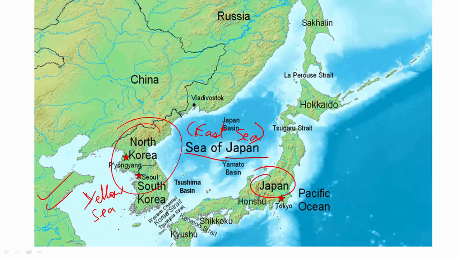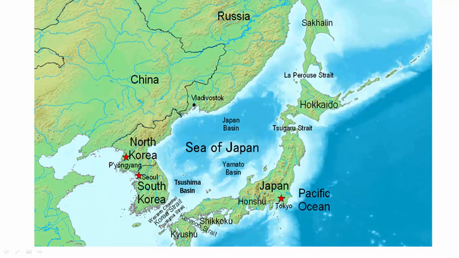Then towards the south of Korea, we have this East China Sea here, down below. Okay. And this small channel between Japan and Korea is the Korea Strait. So we have four important seas to remember: the Sea of Japan, the Yellow Sea, the East China Sea here, and the Korea Strait.